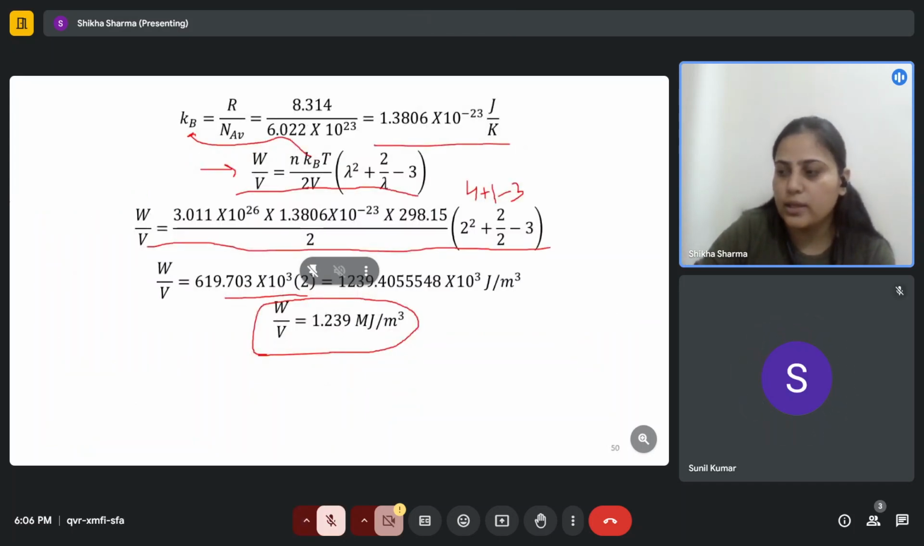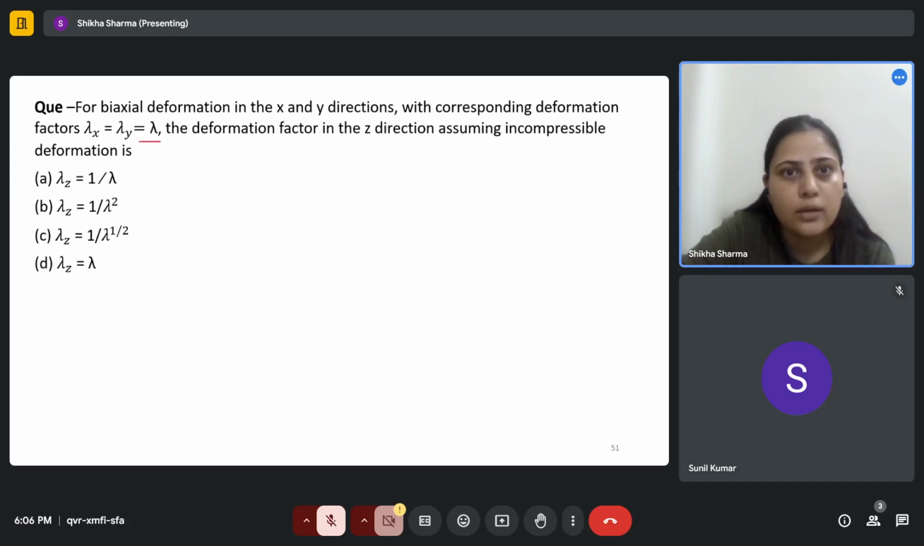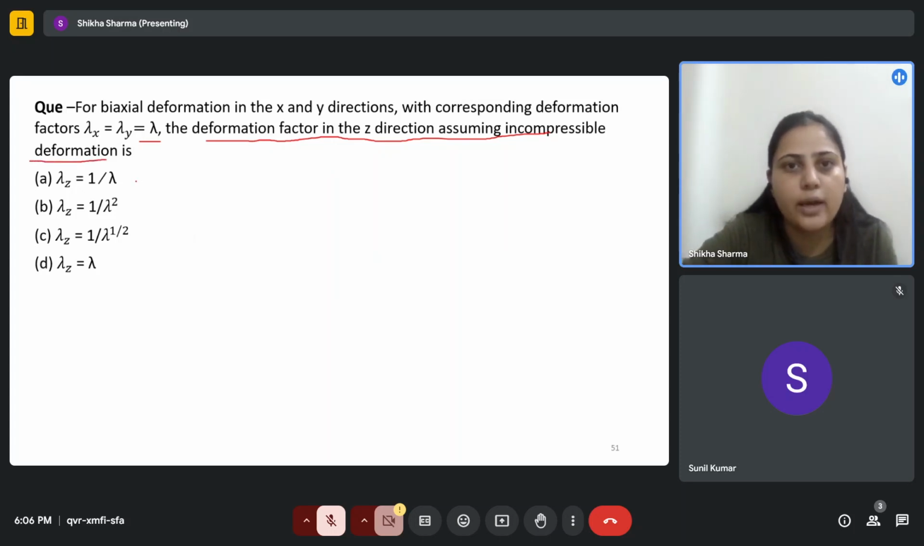So I am moving to the next question now. For biaxial deformation in the x and y directions with corresponding deformation factor lambda x equals lambda y equals lambda, so the deformation in the x and y direction is equal to lambda, and then the deformation factor in the z direction, assuming incompressible deformation, is? So if incompressible deformation is there, then what is the deformation in the z direction?